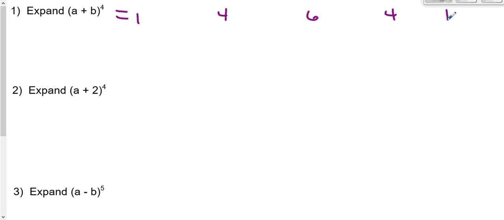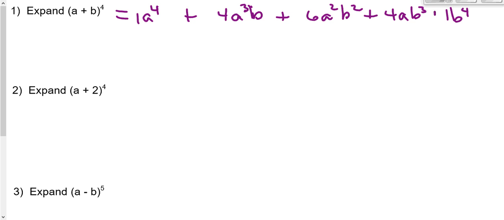And then the powers on a are going to descend. A to the 4th, a to the 3rd, a to the 2nd, a to the 1st, and a to the 0. And the powers on b are going to ascend. B to the 0, b to the 1st, b to the 2nd, b to the 3rd, and b to the 4th. And we're going to add all these together. And of course, you don't have to write the ones in your answer.